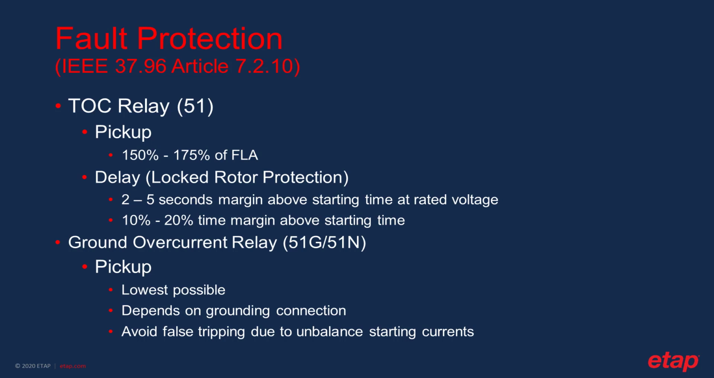For the phase unbalance or unbalanced current, the negative sequence current pickup is typically set at 15% of the nominal FLA of the motor, with the delay between 2 to 5 seconds. The ground pickup of the overcurrent relay depends on grounding connection, and you set it up in a manner to avoid false tripping due to unbalanced starting currents. This unbalanced starting current depends on the type of the measurement you have for the residual current.